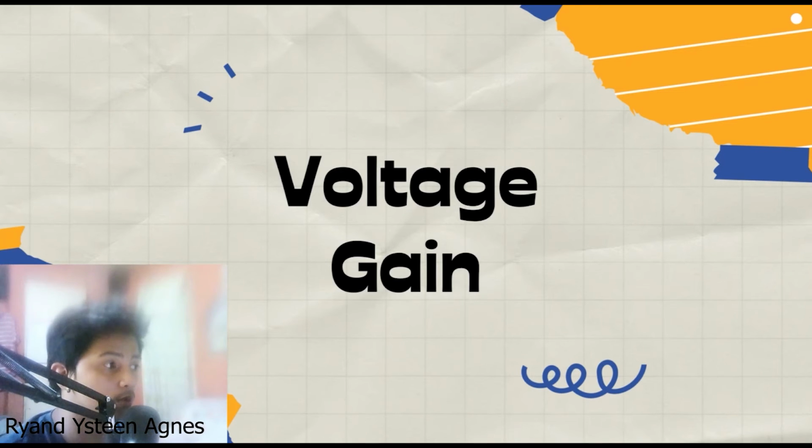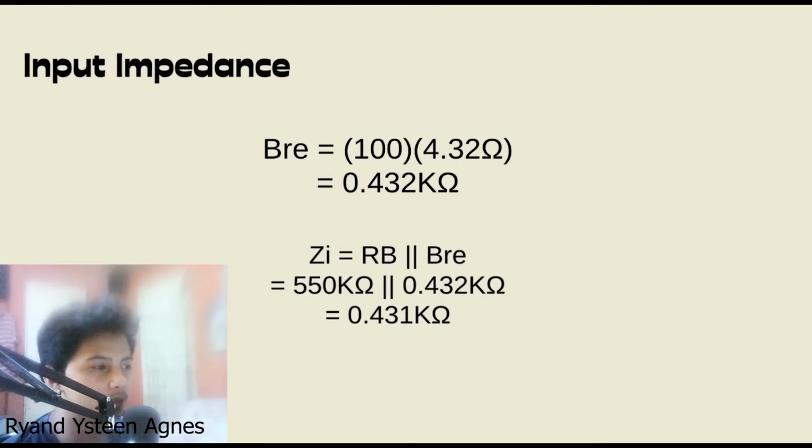In the last video, Juvannie Alquizar solved the input and output impedance. Now, let us solve for the gain of the amplifier. First, the input impedance. In calculating this, we need to use the formula which is RB parallel to beta value RE in order to proceed. Let us first solve the beta value RE. 100 multiplied by 4.32 is equal to 0.432 kilo ohms. Now, let's proceed to the next step.